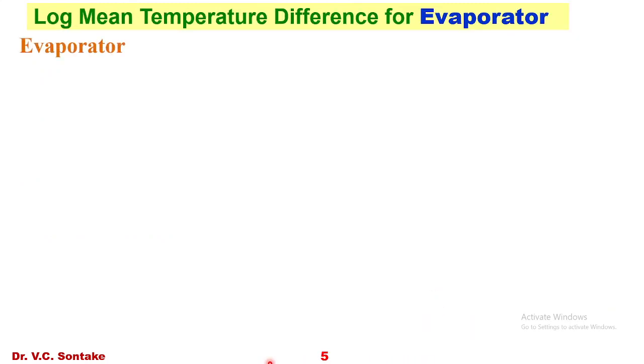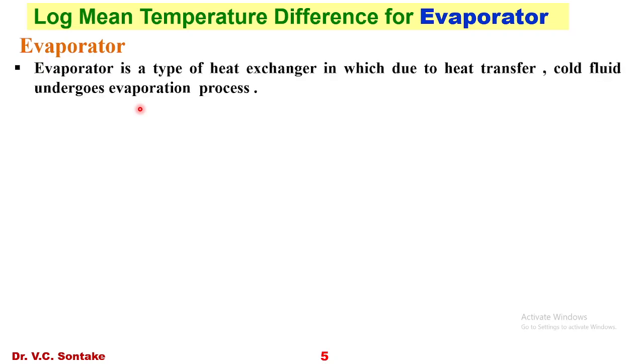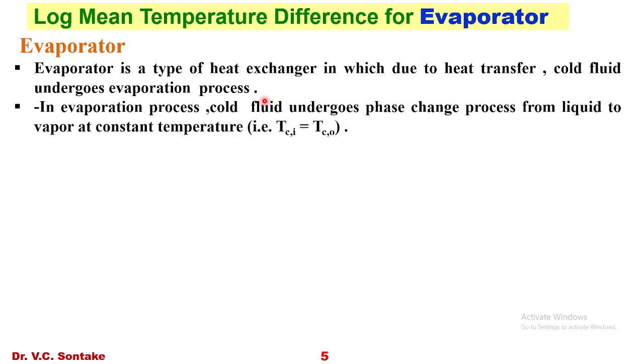Then log mean temperature difference for evaporator. So what do you mean by evaporator type of heat exchanger? Evaporator is a type of heat exchanger in which, due to heat exchange between hot and cold fluid, the cold fluid undergoes evaporation process. Now what do you mean by evaporation process? In evaporation process, cold fluid undergoes phase change process from liquid to vapor at constant temperature, that is Tci is equal to Tco.